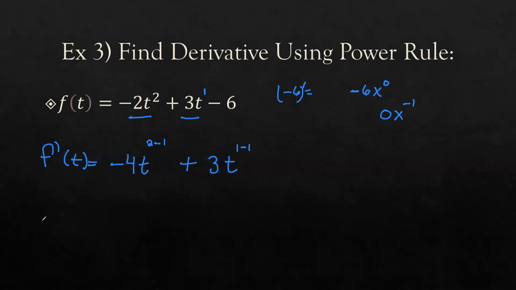Okay, so when you clean it up, f prime of t is going to be -4t, and then the new 2 minus 1 is 1. And if you simplify 3t to the 1 minus 1, well, we know that 1 minus 1 is 0, right? So t to the 0, and anything raised to the 0 is 1. So 1 times 3 is 3. So it's just 3. And that's it.